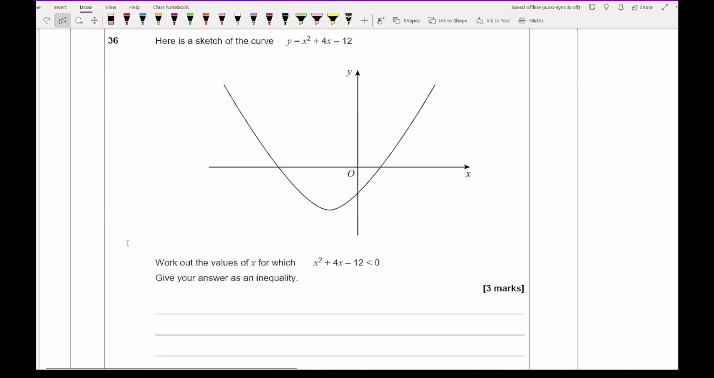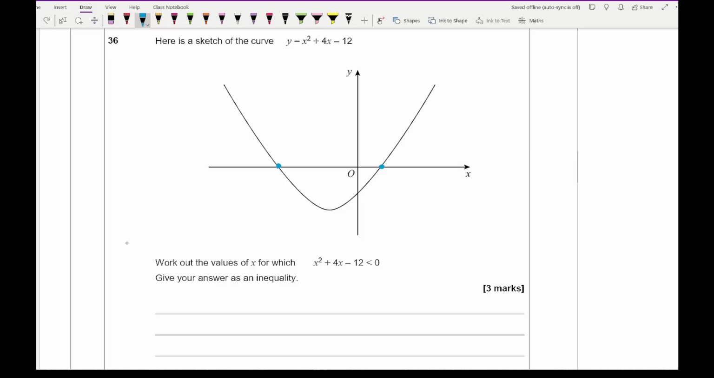So any of those two answers would be fine to get the full marks for that particular question. Then for question 36, it says here is a sketch of the curve of y equals x squared plus 4x minus 12. Work out the value of x for which x squared plus 4x minus 12 is less than 0. So first things first, what I need to do is work out what these 2 points here are, which are the solutions.